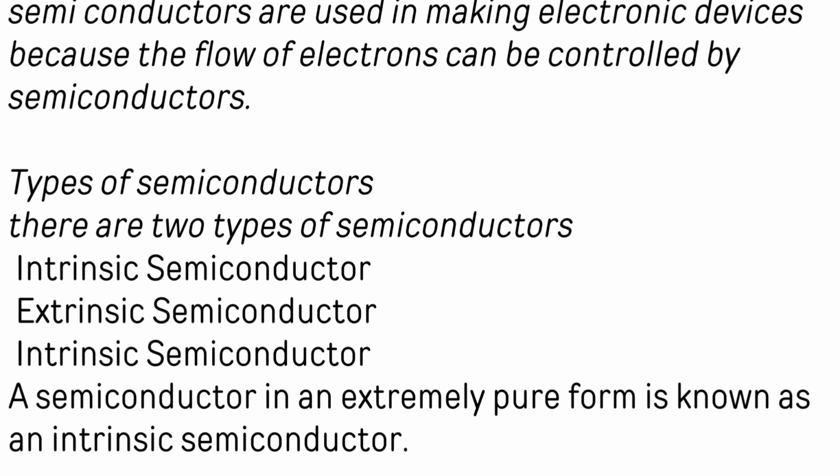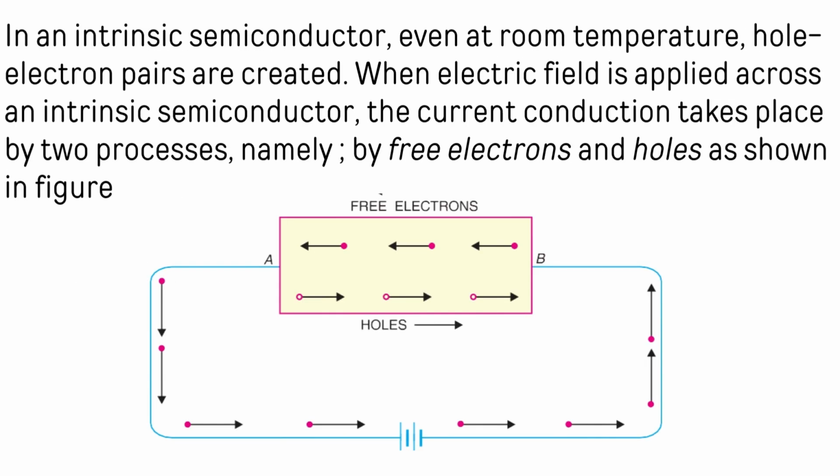Types of semiconductors. There are two types of semiconductors: intrinsic semiconductor and extrinsic semiconductor. Intrinsic semiconductor. A semiconductor in an extremely pure form is known as an intrinsic semiconductor. In an intrinsic semiconductor, even at room temperature, hole-electron pairs are created. When an electric field is applied across an intrinsic semiconductor, the current conduction takes place by two processes, namely by free electrons and holes, as shown in the figure.